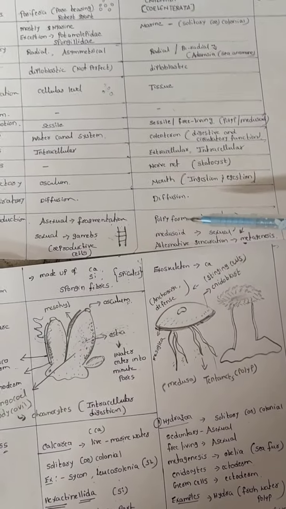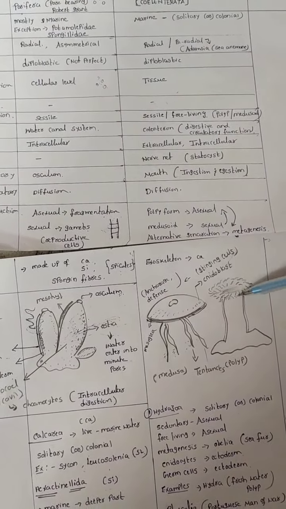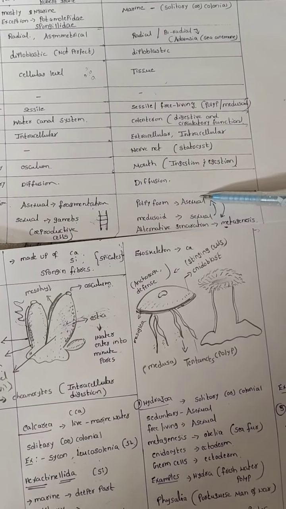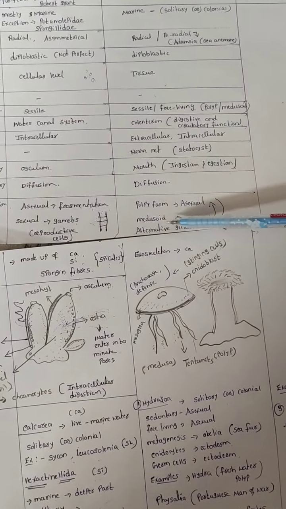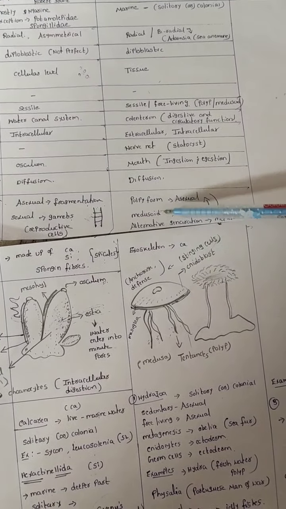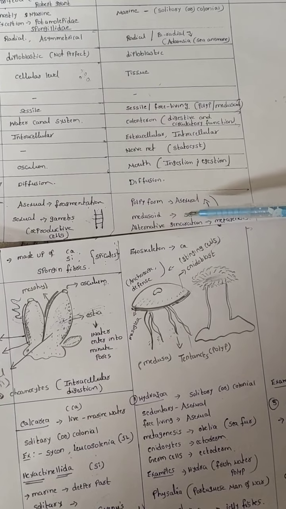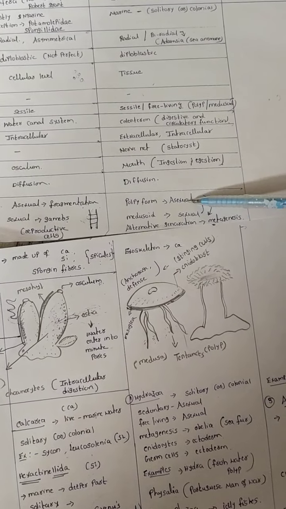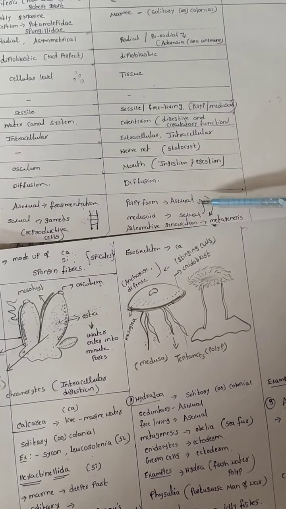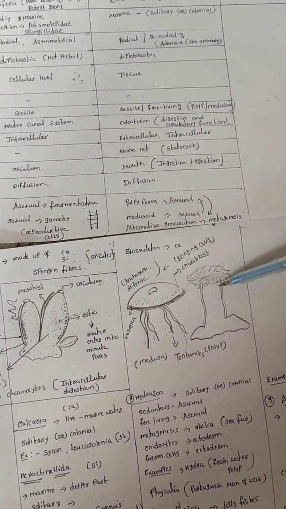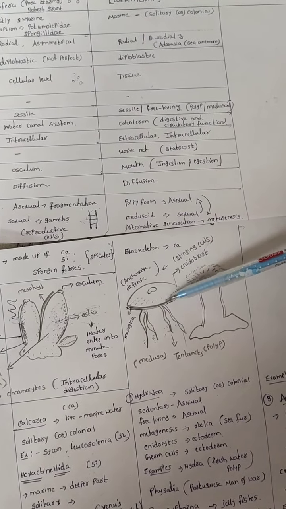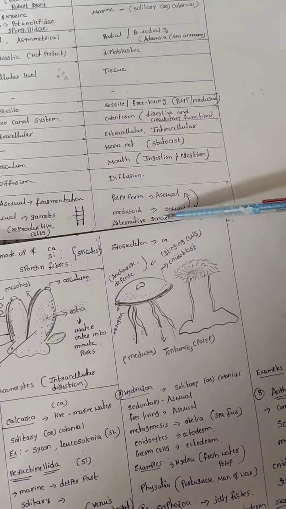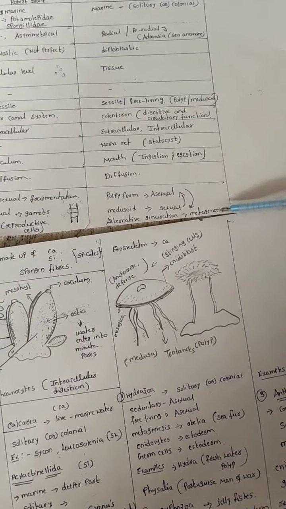Reproduction: I already said polyform, that is the tubular form of organisms, undergoes asexual reproduction. They can produce the medusoid form of organisms. The medusoid form undergoes sexual reproduction. They can produce polyform. That means one time it will be polyform, another time medusoid form, another time polyform, another time medusoid form. This alternation of generations is called metagenesis.